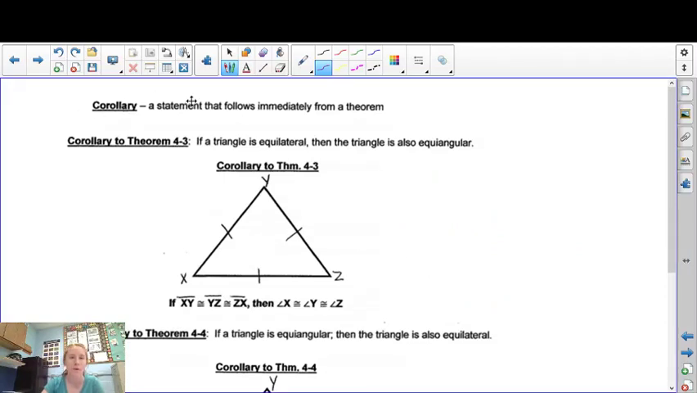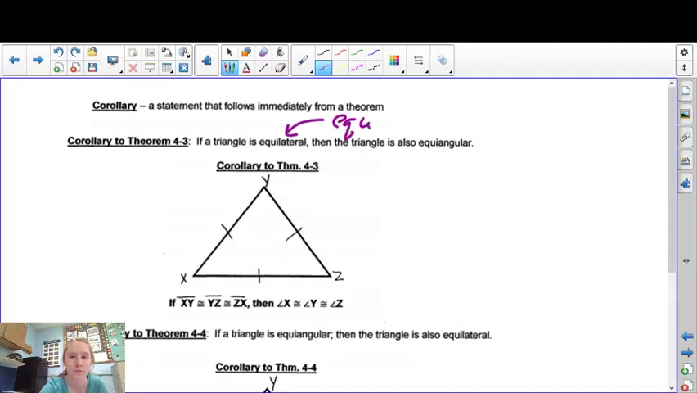Okay, a corollary. A corollary is something that follows from a theorem. So because this theorem says that, I can then create this corollary. The first one says corollary 4.3: if a triangle is equilateral, then it's also equiangular. Okay, let's pull that apart. Equilateral.